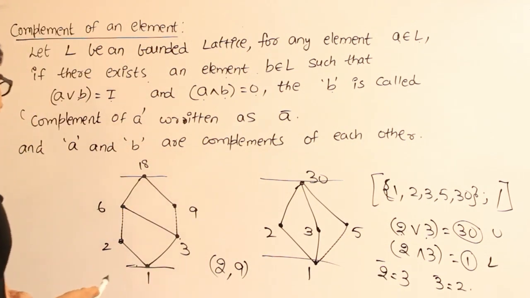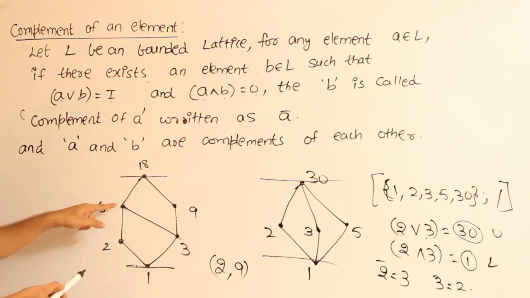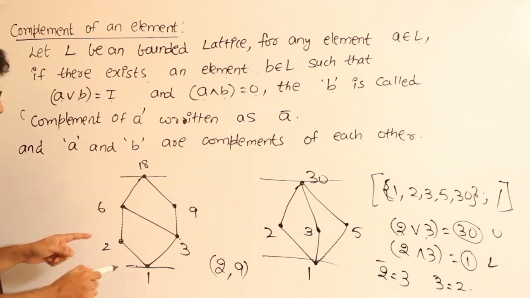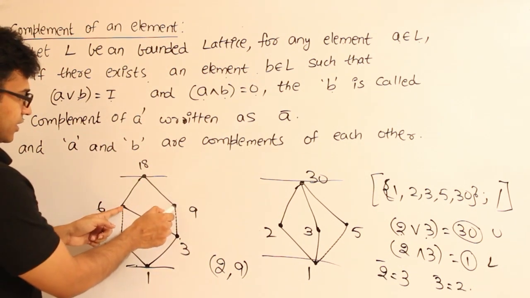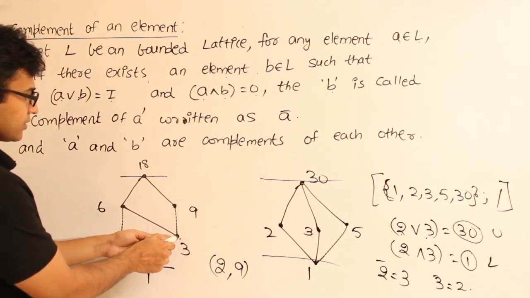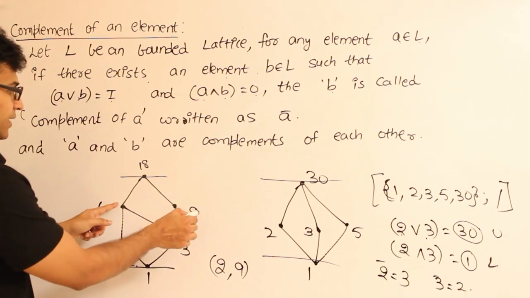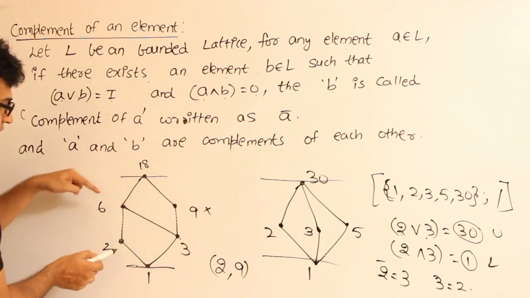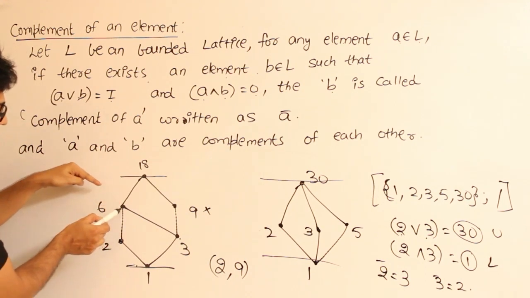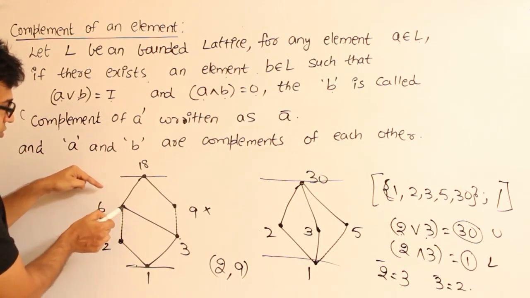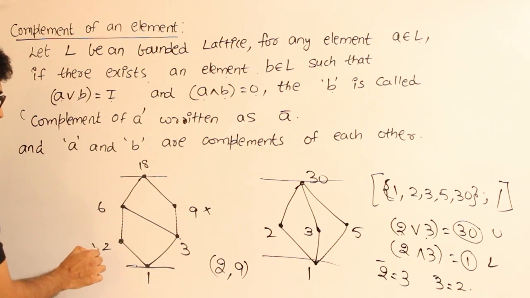For example, if you try to take 6, there will be no complement of 6 in this example, right? The reason is, if you take 6 and 9, they are going to meet at 3, not at 1. Therefore 9 cannot be a complement of 6. If you take 6 and 2, the meet is going to be 2 and the join is going to be 6. Therefore 2 is not the complement.